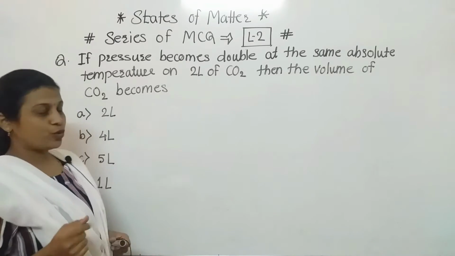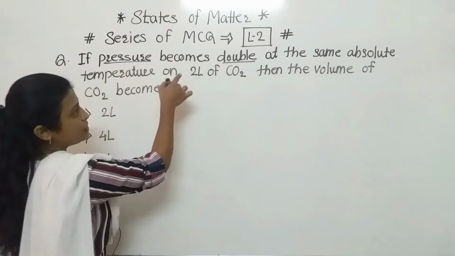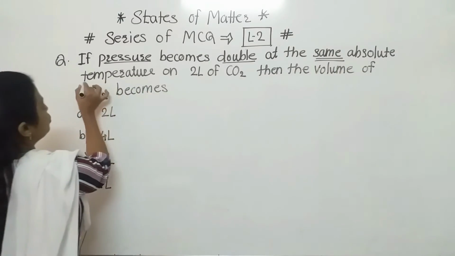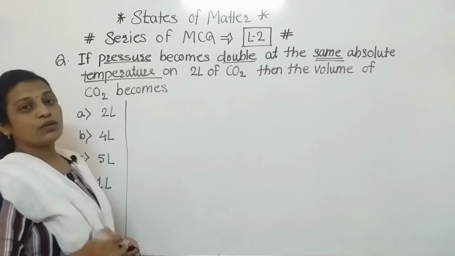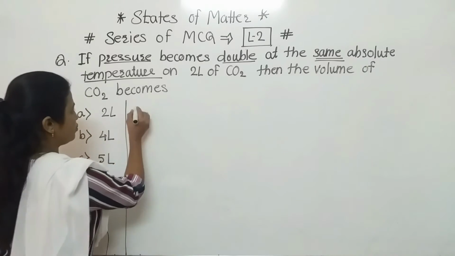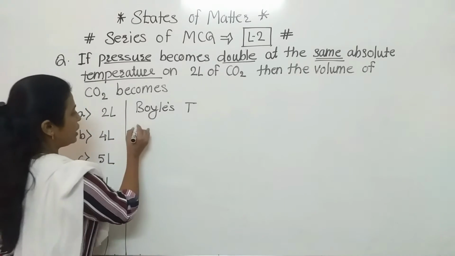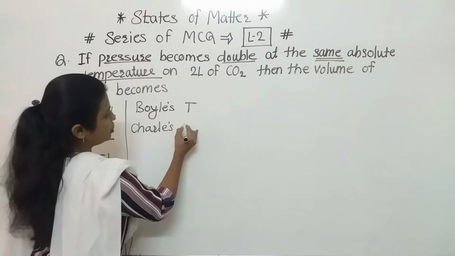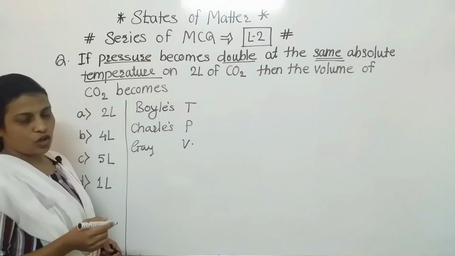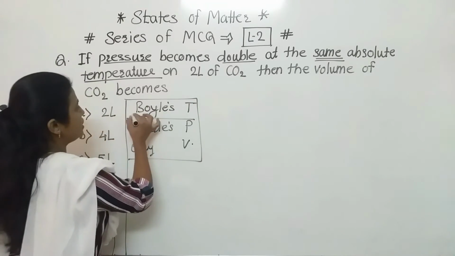Now see, this is the third objective. What is that? If pressure becomes double at the same absolute temperature. As we have seen, they have given constant temperature terms. As we know, in Boyle's law, temperature is constant. In Charles law, pressure is constant. In Gay-Lussac's law, volume is constant. Clear to everyone? So in this way if we observe, then we have to apply Boyle's law.